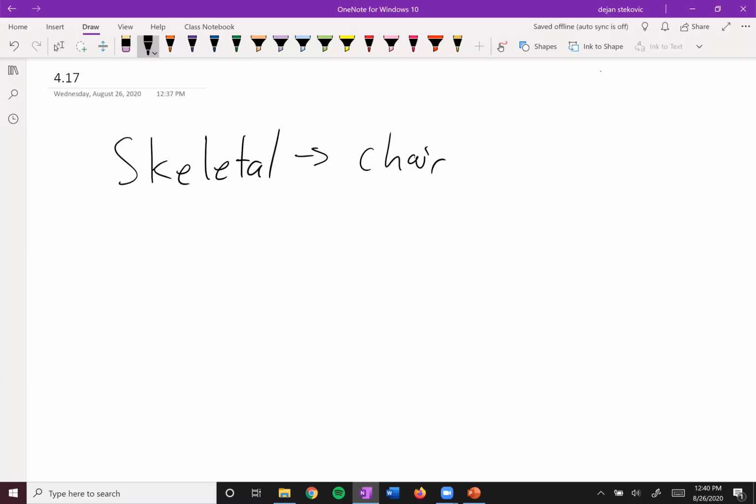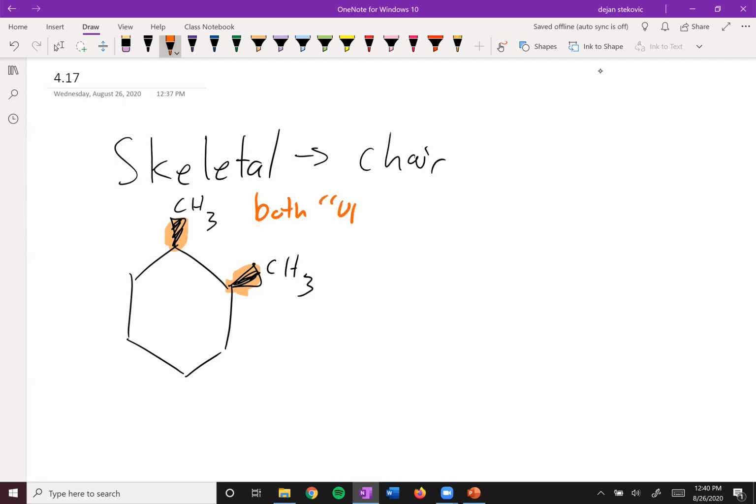All right, so let's talk about going from the skeletal to the chair structure when we have multiple substituents. So let's draw a cyclohexane, this time with multiple substituents. So we'll put two methyl groups, right? These are two CH3s. And we can see that in this case, they're both wedges. They're both wedges. And so what we say here is that they're both up.